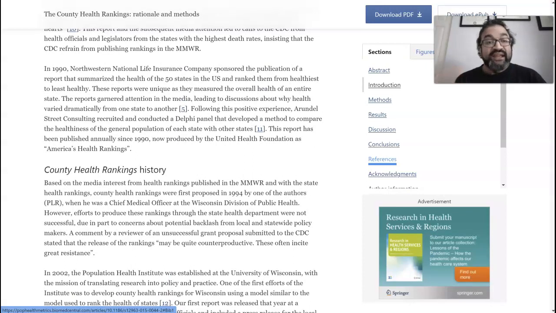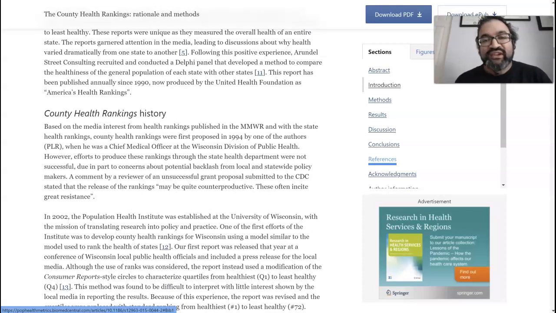For instance, in 1990, this was one of the milestones. Northwestern National Life Insurance Company sponsored the publication of a report that summarized the health of 50 states in the U.S., ranked from healthiest to least healthy. This caught the attention of not only the media, but also a lot of people within universities. So this one effort in 1990 led to more development of proposals for creating something at the level of the county. This is where the idea for the county health rankings was born.